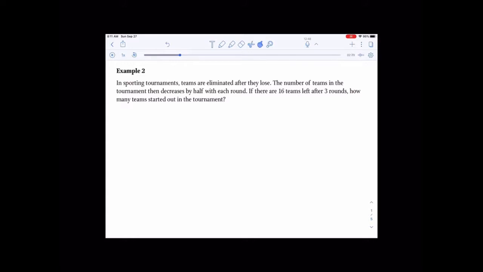Once again, let's begin with our generic exponential equation of y is equal to a b raised to the amount of times it has occurred. Let's put in our known quantities. We know our final amount is 16 teams, so y is equal to 16. We also know that the number of teams decreases in half, so b is equal to 1/2. And we also know that this has occurred 3 times. Let's substitute these values into our equation.